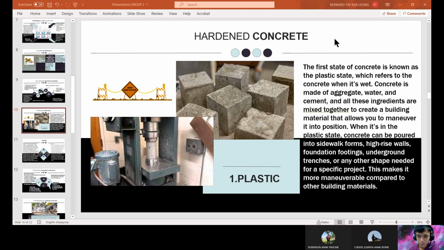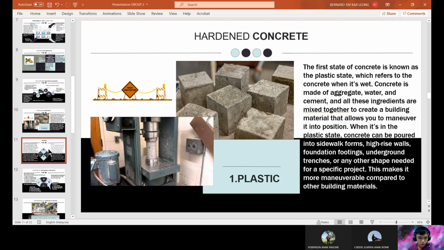When it is in the plastic state, concrete can be poured into wood forms on site, high-rise walls, foundation footings, underground trenches, or any other shape needed for a specific project. This makes it more maneuverable compared to other building materials.